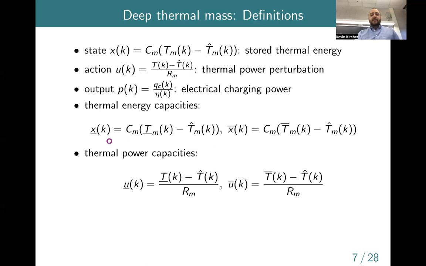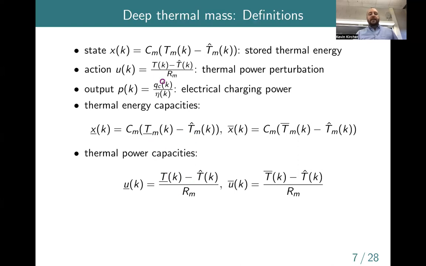And the energy capacities look the same as well. They just have to do with, we specify some hottest or coldest temperatures that are comfortable for the thermal mass. And then we subtract off the baseline, the T hat.